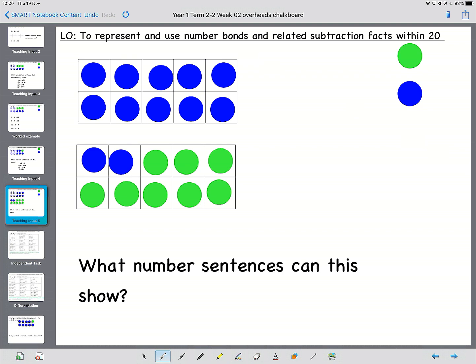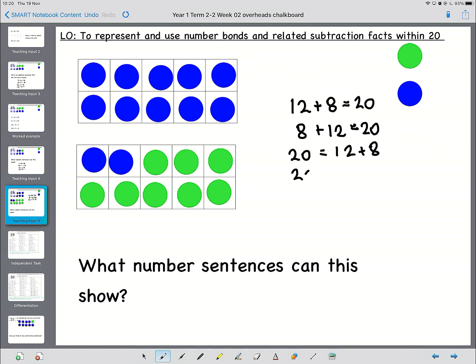So the first one is going to be 12 blue plus 8 green equals a total of 20. And again, we can turn this round, so it's 8 plus 12 equals 20. And then we've got 20 equals 12 plus 8, and 20 equals 8 plus 12. And that is the start of the commutative law, and today we're going to be applying it to addition sentences.